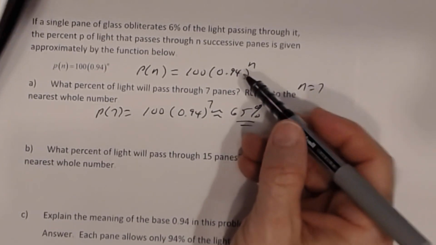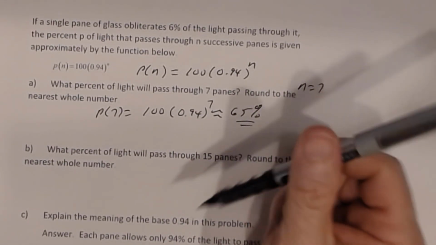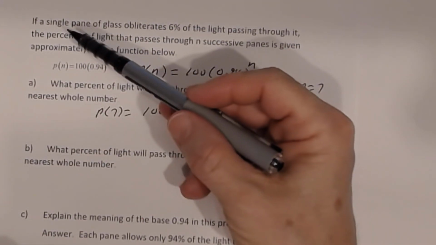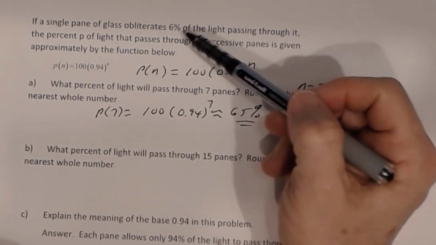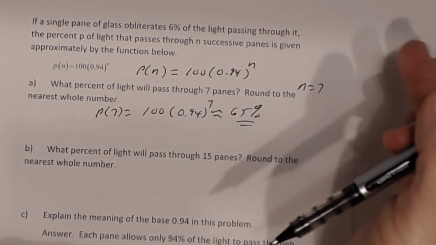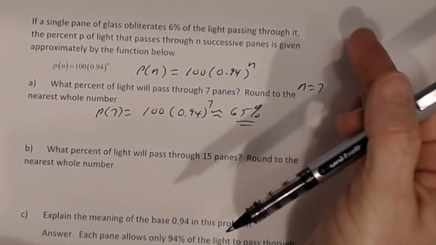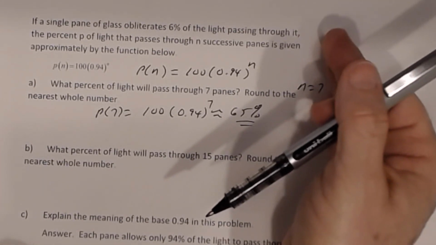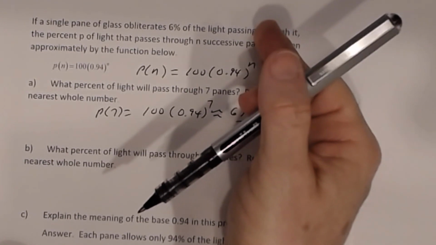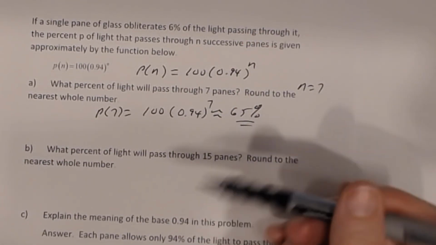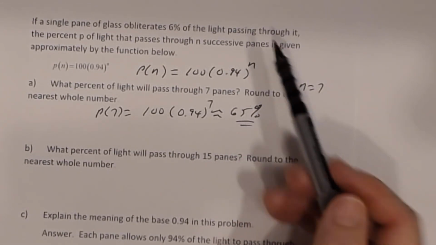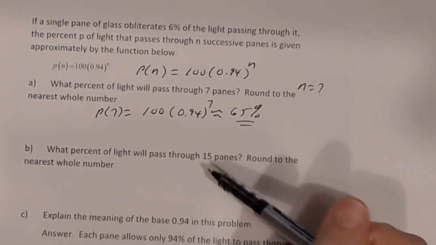Keep in mind, I have to be a little bit careful. Make sure you understand this. A single pane of glass obliterates 6% of the light passing through it. So the first pane, 100% of the light touches it, but 6% is lost. The next pane, whatever amount of light goes through it, loses 6% of that. It's a little bit hard to understand this idea, but just know how to use this formula.